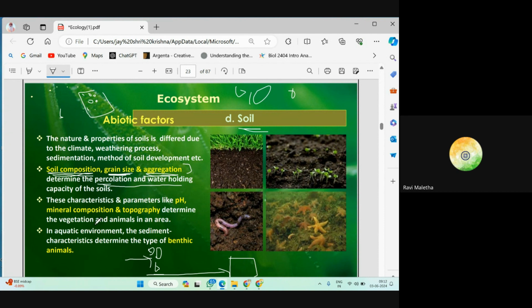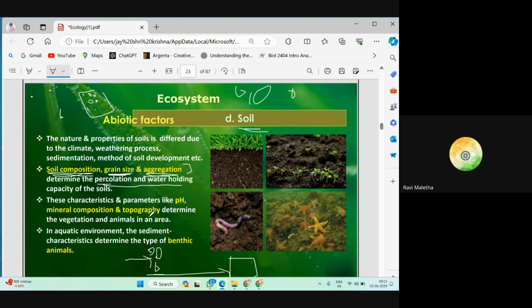Okay. Sir, sorry, sir. Percolation means movement of water in the soil particles. Yeah, movement of water in the soil, whether the soil is allowing free flow of water or not, just like the opposite of water holding capacity. Okay, sir.